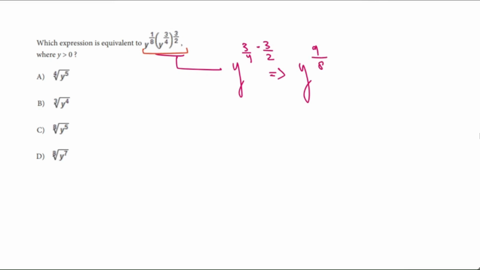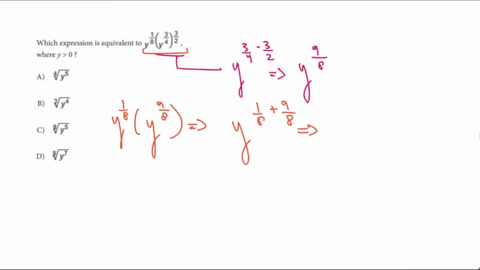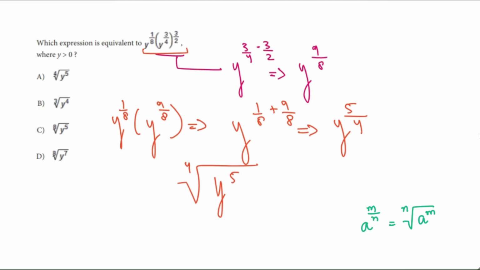So this whole term will become y power 1 over 8 times y power 9 over 8. When same bases multiply, their powers are added. So you will get y power 1 over 8 plus 9 over 8. That is y power 5 over 4. According to the fractional law of indices, this term will become the 4th root of y power 5. So A is our answer.